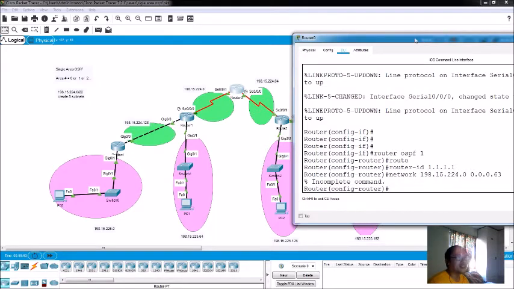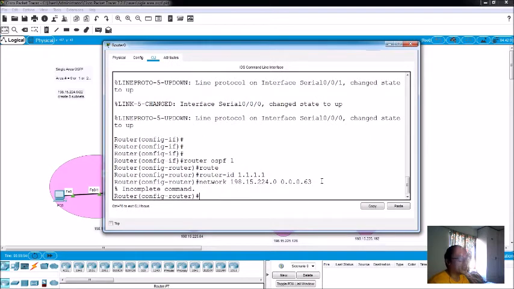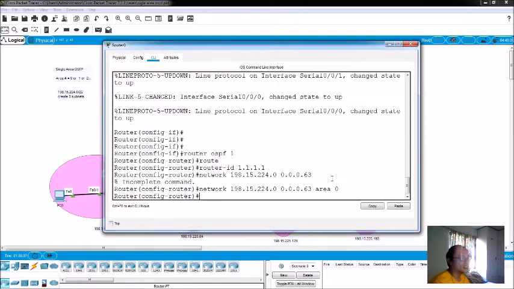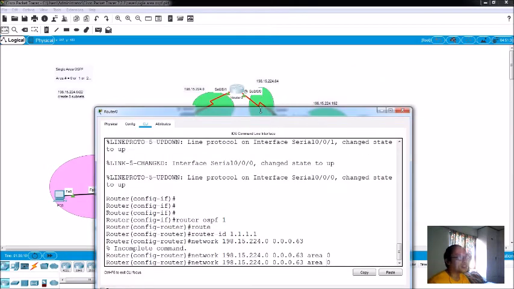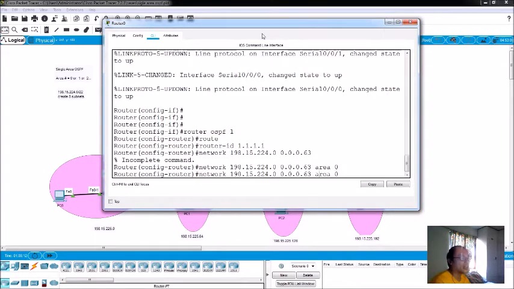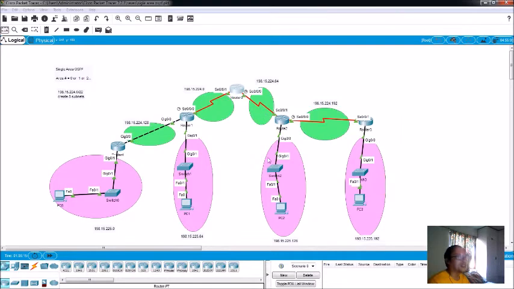Okay, because in OSPF, it's not only this that you give. What you give is also the area in which network this address belongs. So that would be area 0. Okay? There. And the next network is the 64. So meaning, this would be 64, area 0. Okay? So this router is good to go.